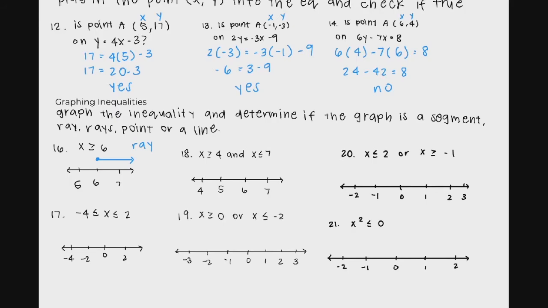Next we have negative 4 is less than or equal to x is less than or equal to 2. So that means x can be any number between negative 4 and positive 2. So when we draw that, that's going to be a line segment.